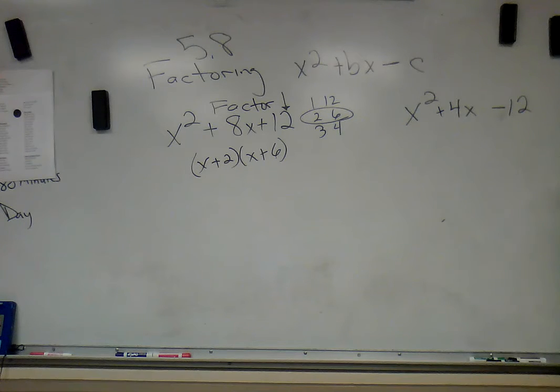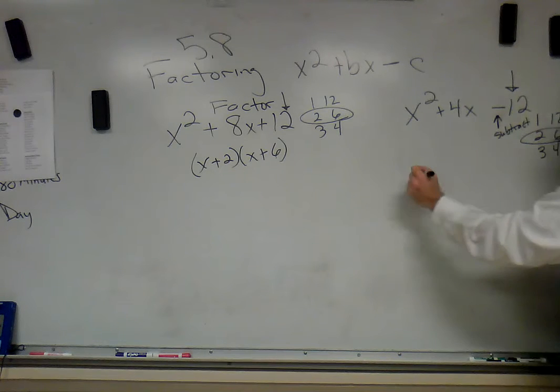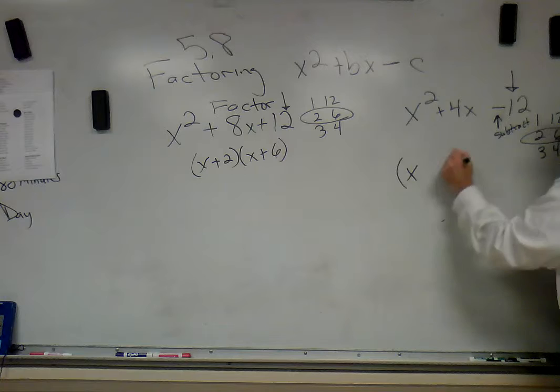So it's the same sort of thing. We need to start right here, just like we did yesterday, and write out our pairs: 1 and 12, 2 and 6, 3 and 4. But this time we need to find the pair that subtracts. So that's a subtract. Which pair subtracts to 4? 6 and 2 again.